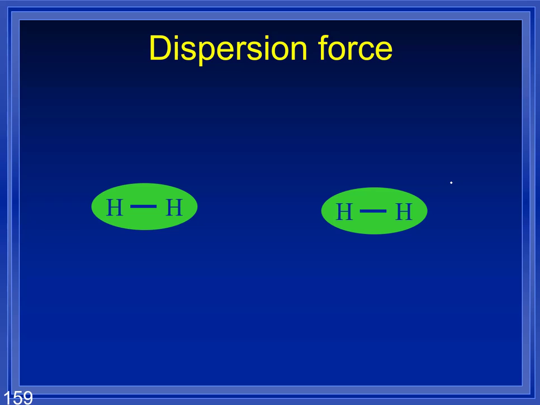So I got two hydrogen molecules, H2s. And for a fraction of a second, this one gets unbalanced. The electrons tend to move this way just randomly. On this molecule, its electrons don't want to be near that negative charge. So it's going to get an induced charge that moves its electrons away. And now we got negative next to positive, so they stick to each other.